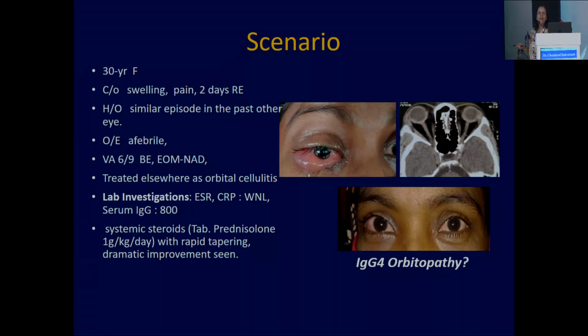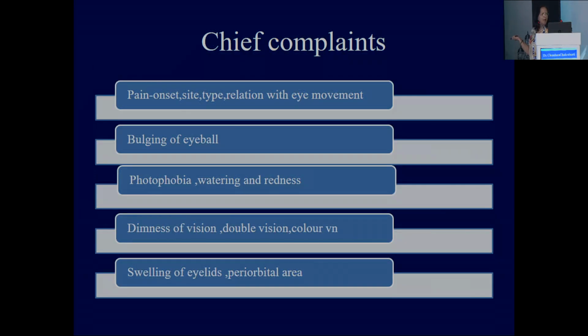This is a new diagnosis. For the last 10 years, IgG4 orbitopathy is coming more and more to us. For this, you actually need a biopsy. We didn't do a biopsy as the patient responded, because biopsy of an orbital muscle, the extraocular muscles, is not a very easy thing. So if the patient responds well to the steroid, then you can leave it.